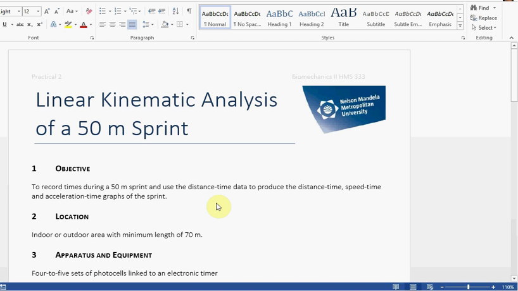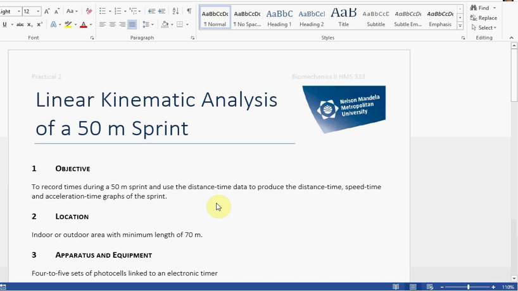Welcome back, guys. This particular video will look at the introduction to linear kinematic analysis of a 50-meter sprint. So the purpose of this particular practical is to have a specific setup that allows us to derive some really important information when it comes down to sprinting and sprinting times.